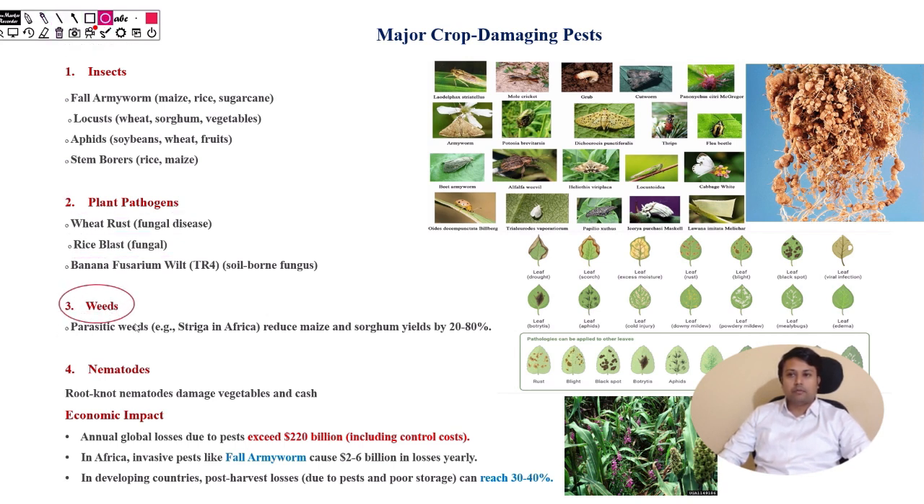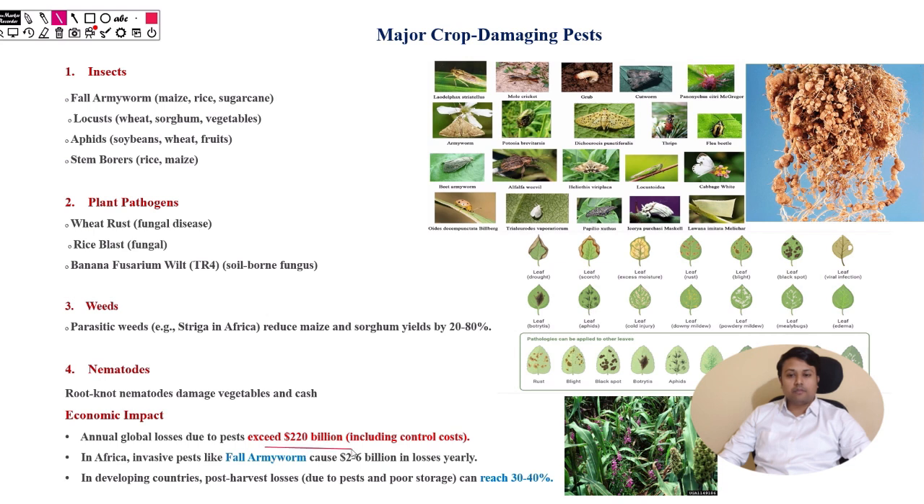Coming to the weeds, especially the plant Striga, you can see it in the figure. Striga alone causes 20 to 80% loss. In nematodes, there are root knot nematodes. Here you can see root knots on a vegetable, mainly tomato, which reduce the yield, and also on other cash crops.